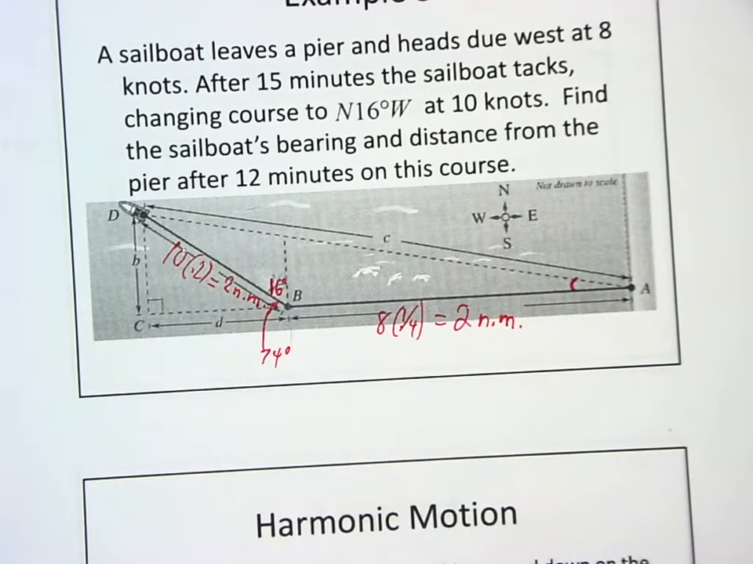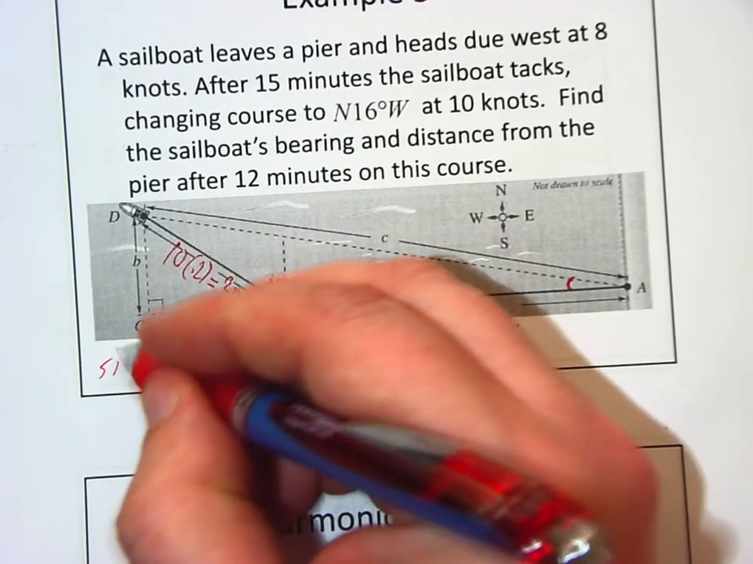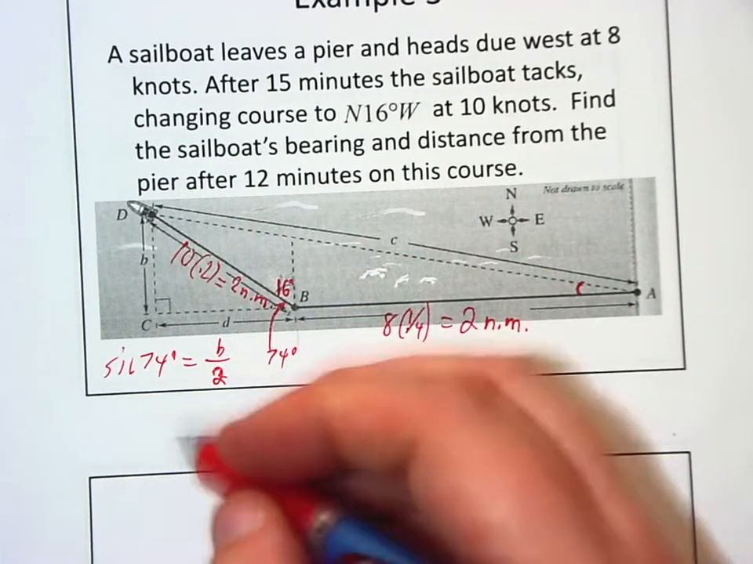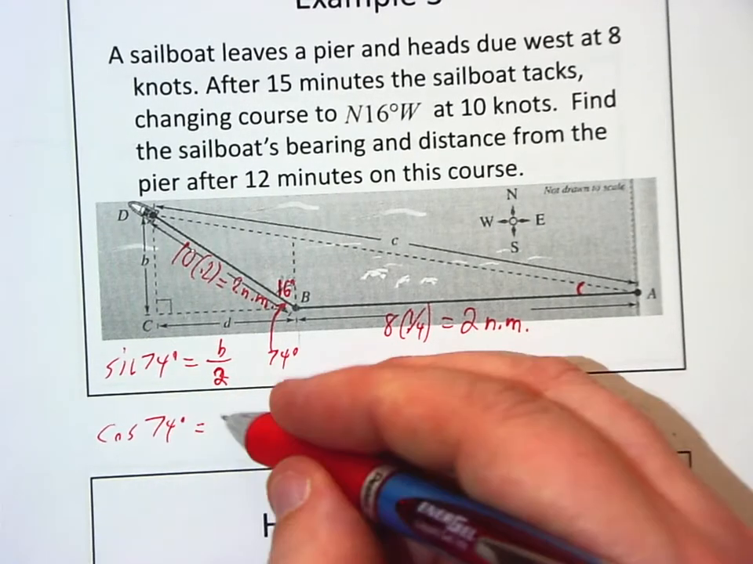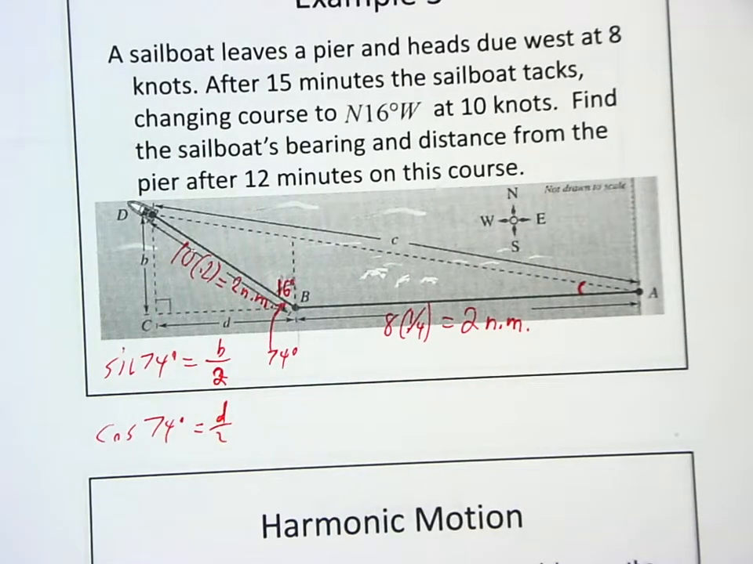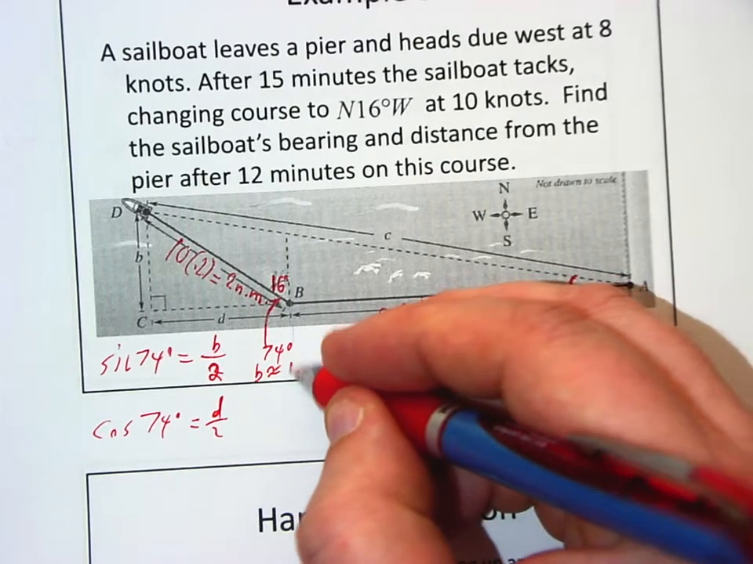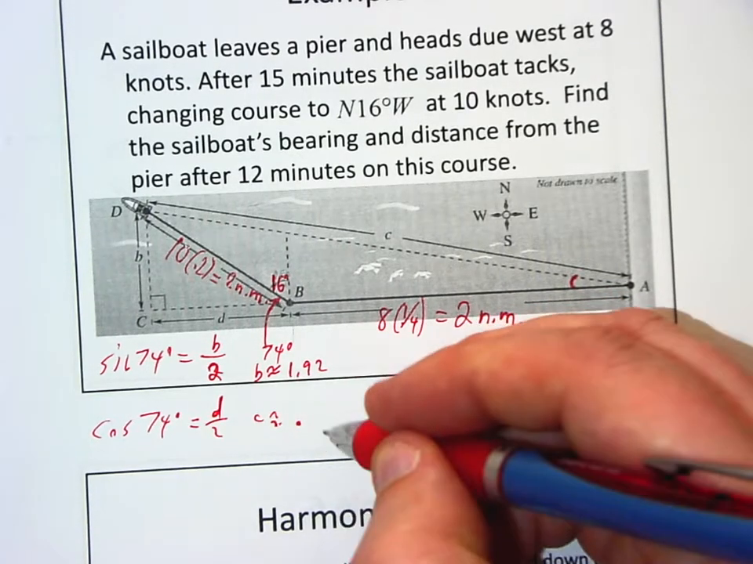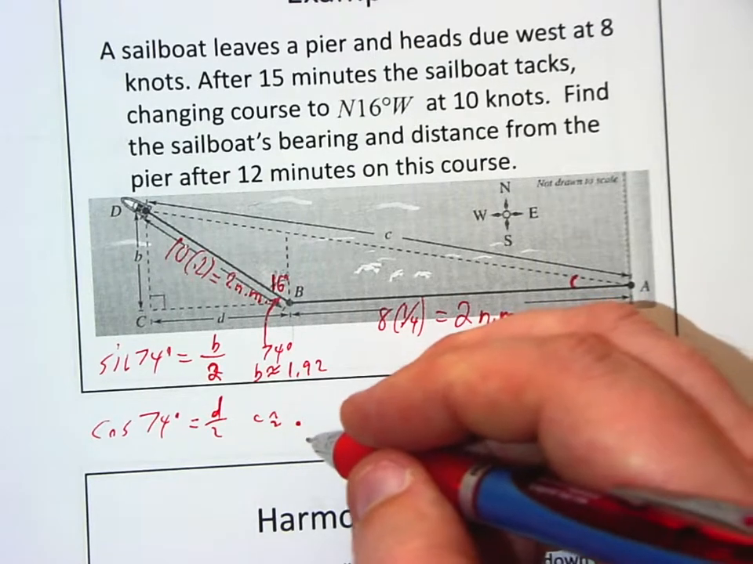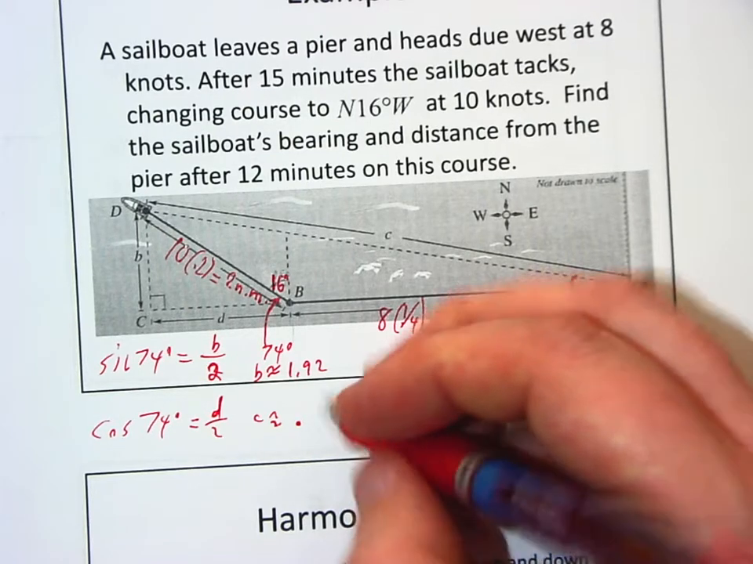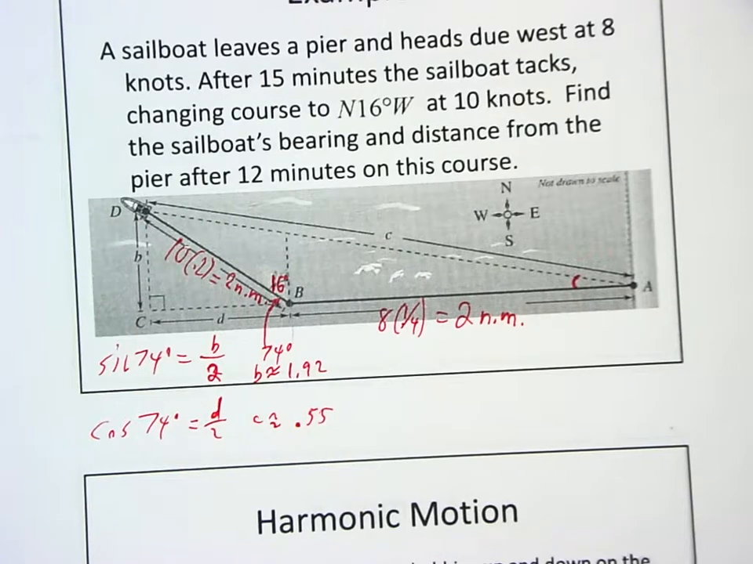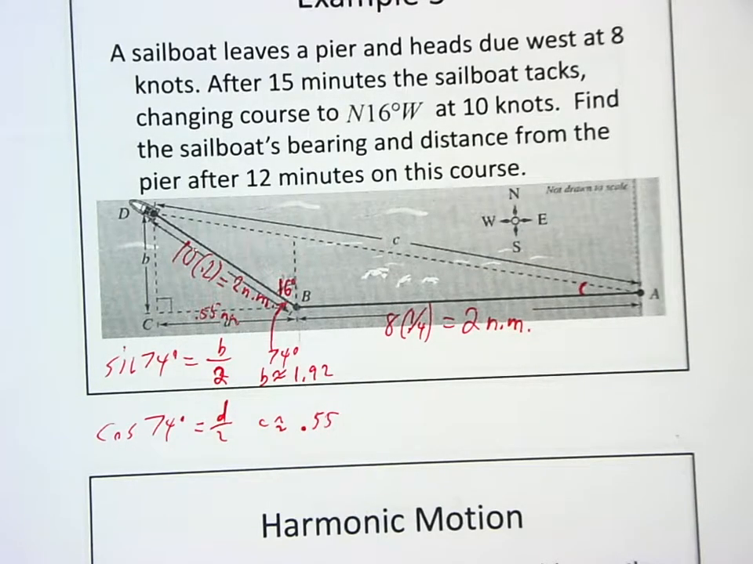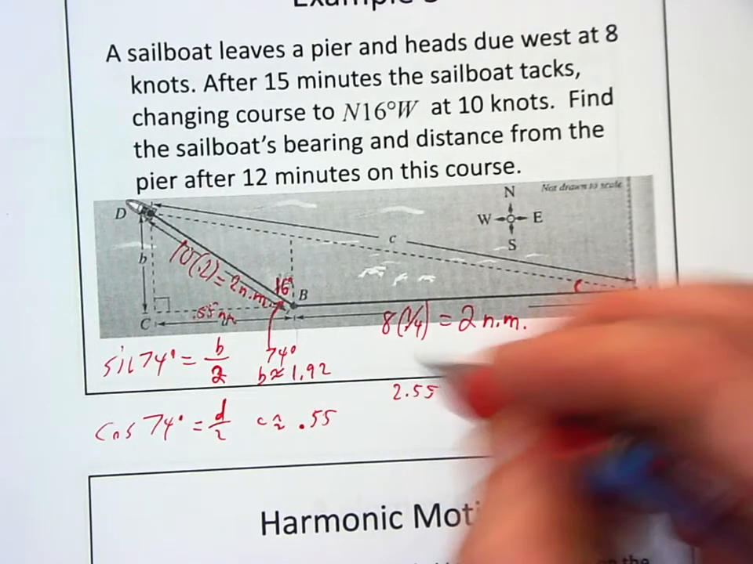Which trig ratio would you use to find B? Sine. So I'm going to set up sine of 74 equals opposite over hypotenuse. And then cosine of 74 would be equal to what? Yeah, D over the 2. So what's B going to be? B is going to be 1.92. And D? 0.55. Okay, so then what would I do from there? That would give you the entire length from A to C. So 2.55.